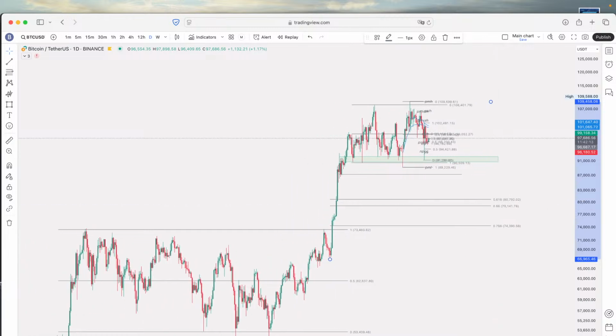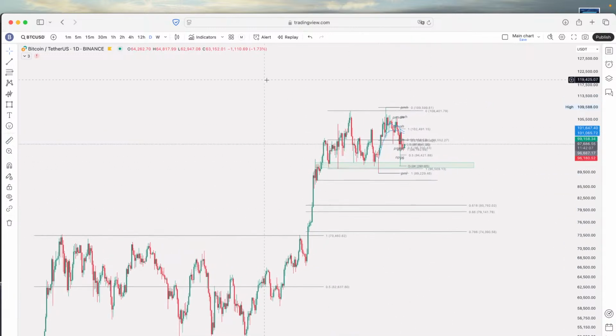These are the macro levels I'm watching for. Loading up my bags again and targeting another all-time high. Let me clarify, this is only if given the chance, because the price can continue sideways in this range, like here, and pump straight ahead.